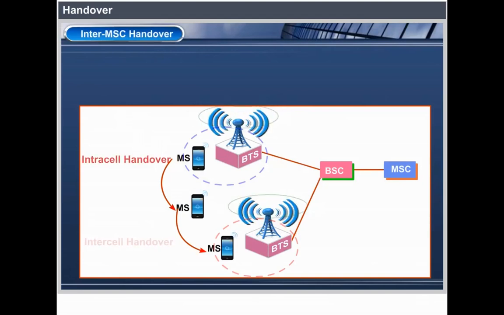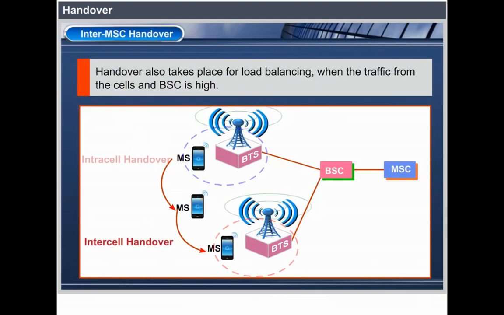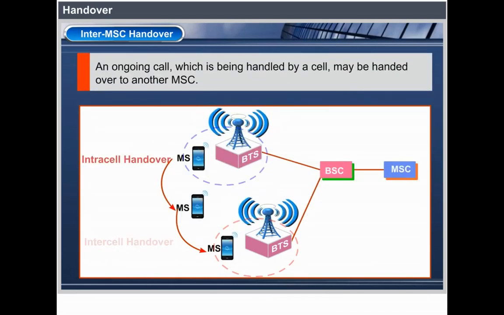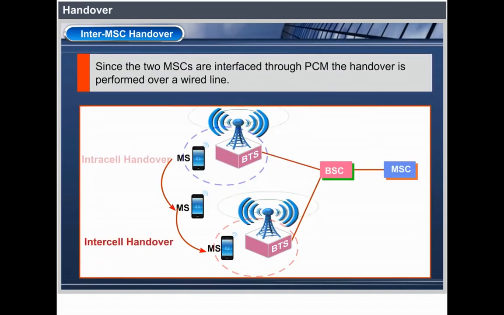Inter-MSE handover. Handover also takes place for load balancing when the traffic from the cells and BSE is high. An ongoing call, which is being handled by a cell, may be handed over to another MSE. Since the two MSEs are interfaced through PCM, the handover is performed over a wired line.